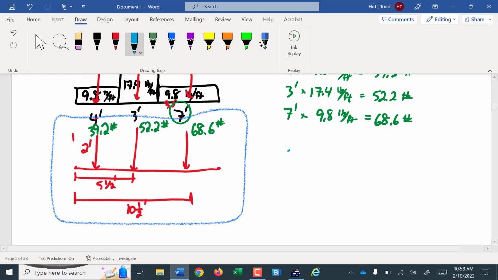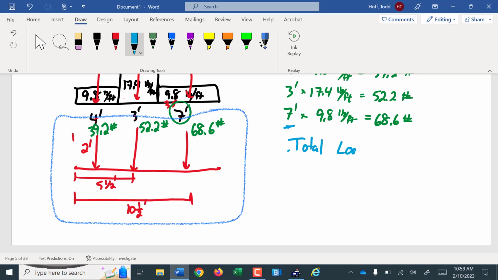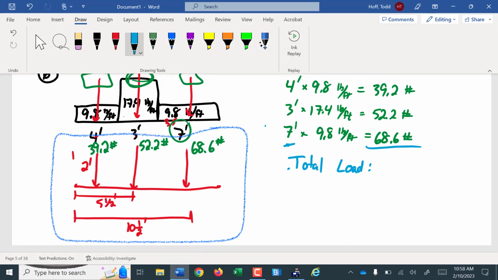So now our next step is going to be to find the center of mass. So we find the total load. We add those three up, we get what? 160 exactly, isn't it? Oh, nice. So 160 total pounds of load.